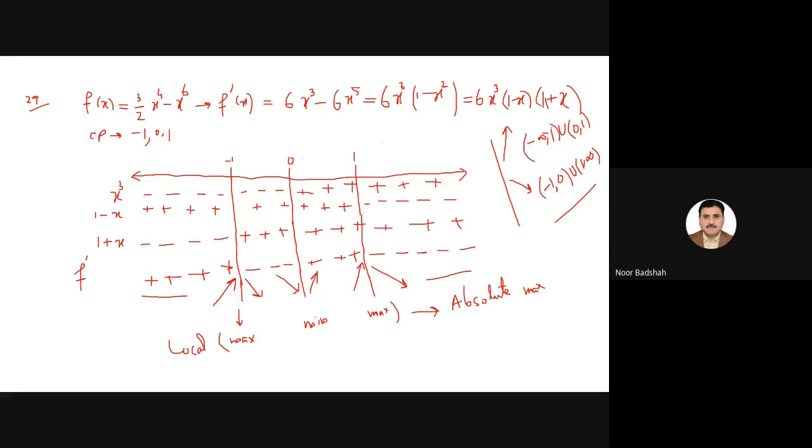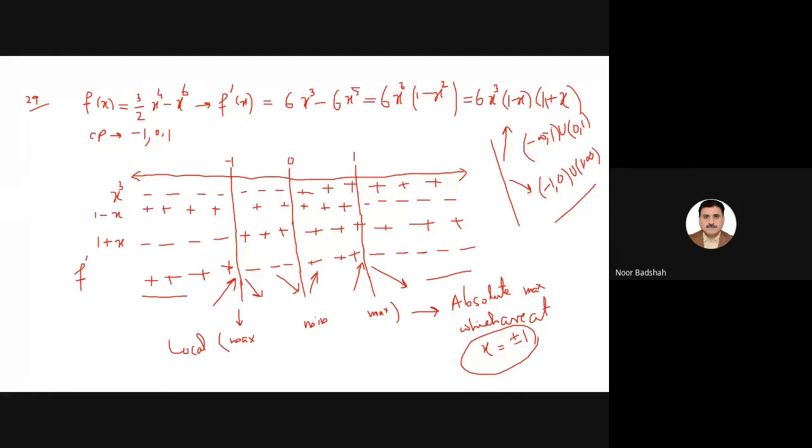You will check the value of function at these points. If you put x equal to minus one there, it is 3/2 - 1. And if you put x equal to one there, we are still getting 3/2 - 1, which is 1/2. Okay. So these local max are also absolute max, which are at x equal to plus minus 1, because the value is the same at both. If both are the same, you can say there is an absolute max at both, and the value is 1/2.